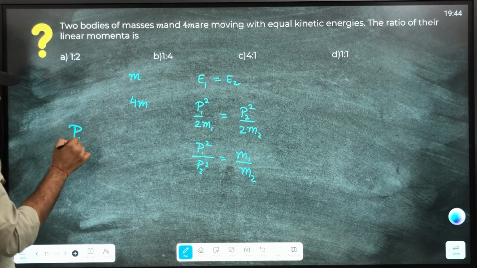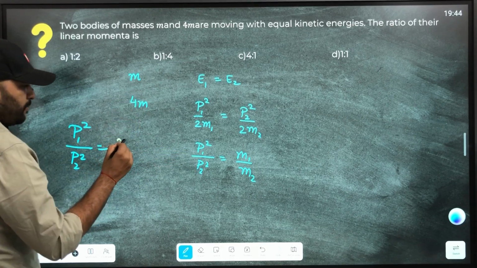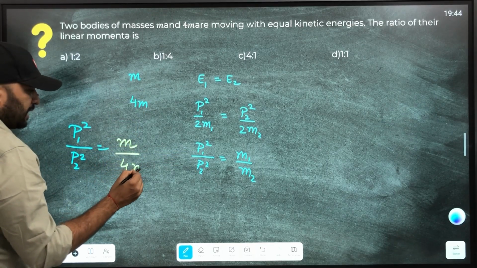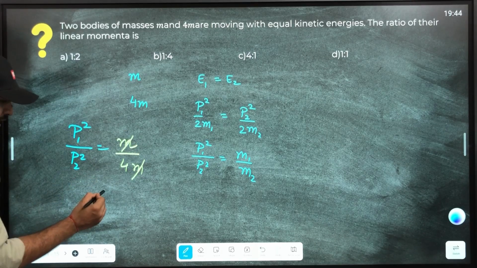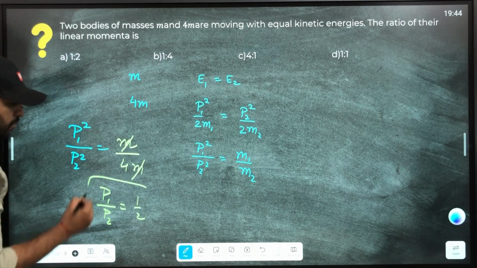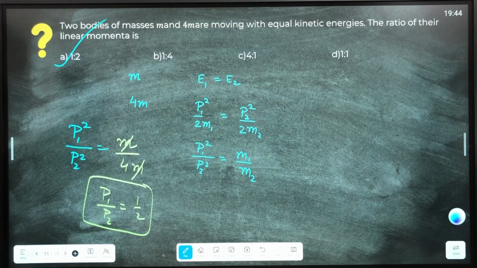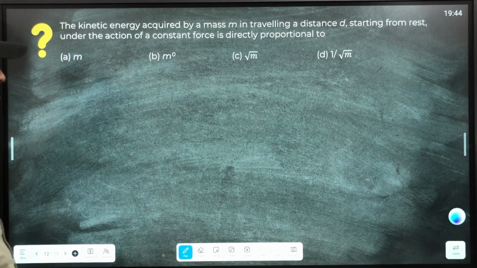Let's substitute the values. P1 square upon P2 square will be equal to M1 by M2, where M1 is M and M2 is 4M. Let's cancel this with this and take the root on both sides. P1 upon P2 will be equal to 1 by 2. So the correct answer is 1 is to 2, option A. Clear? Let's see the next one.